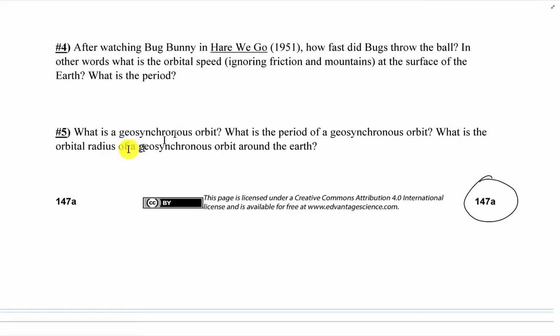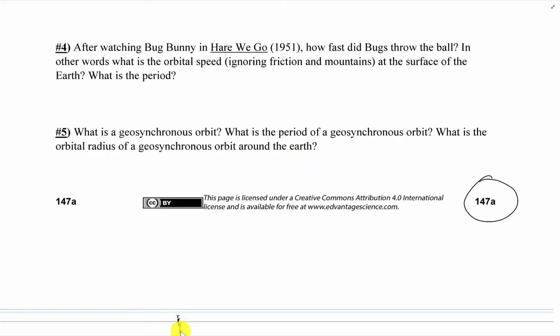This is going to do question number 5 on page 147. A. What is a geosynchronous orbit? What is the period of a geosynchronous orbit? What is the orbital radius of a geosynchronous orbit around the Earth?